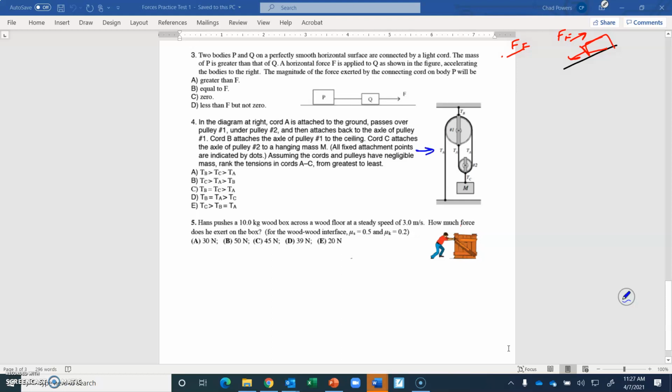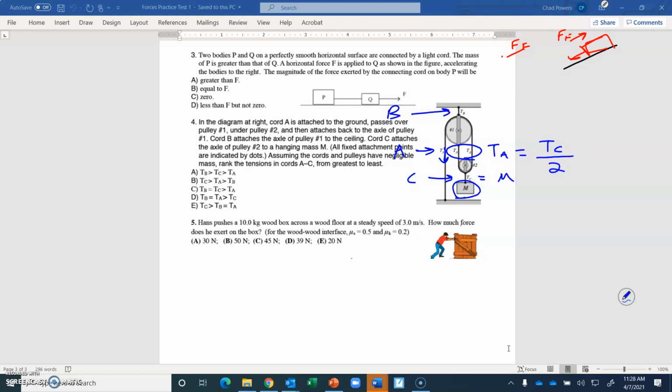These are TA, you've seen this. This is TC, and this is TB. And we want to know which is the biggest. Well, we know for a fact that TC is holding up M. It's holding up the weight of that block. Now, this one here he's pulling down, but we can see TA. There's 2 ropes holding up M. So we know that TA is going to be equivalent to TC divided by 2.